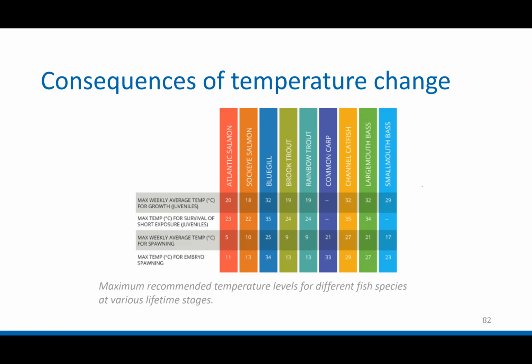Atlantic salmon, you're looking at relatively cold temperatures. 5 and 11 degrees are the maximum temperatures for them to reproduce. And then for growth and survival, this is the maximum, you're looking at 20 to 23. Some fish, like the bluegill, the temperatures are a little warmer.